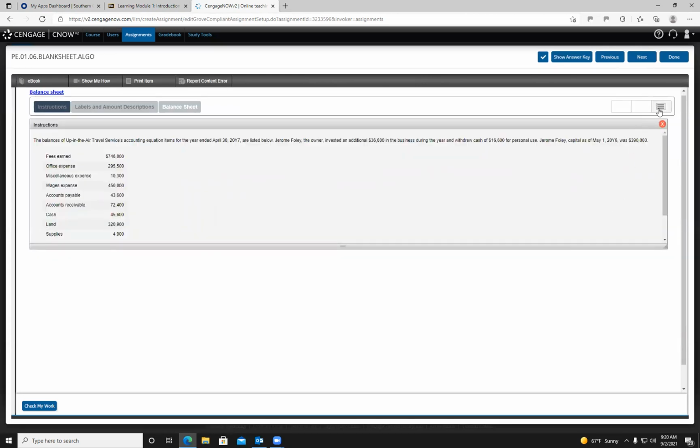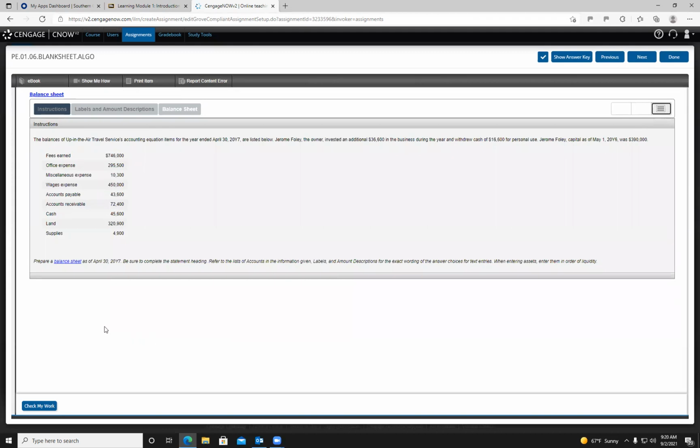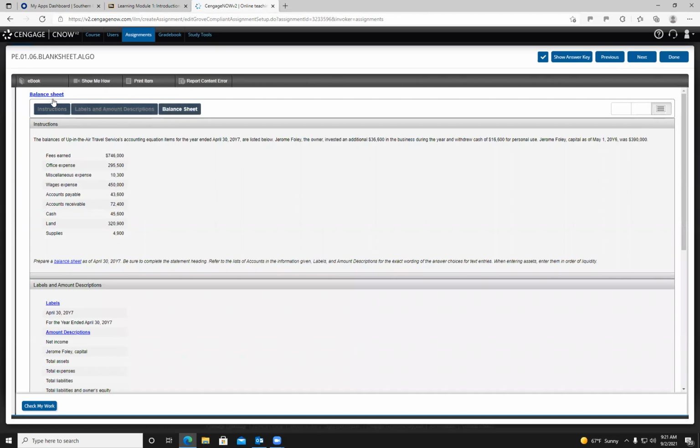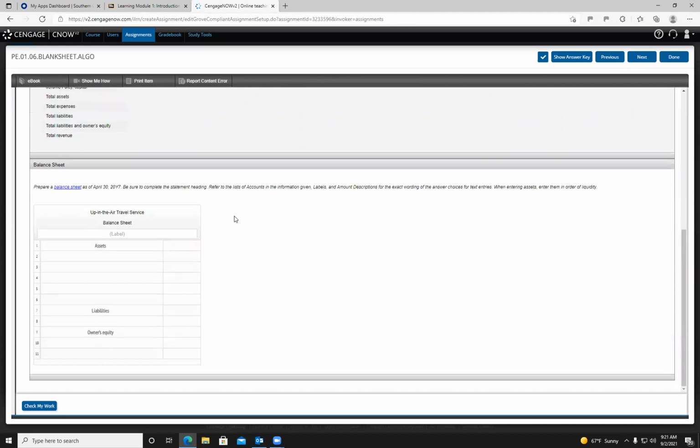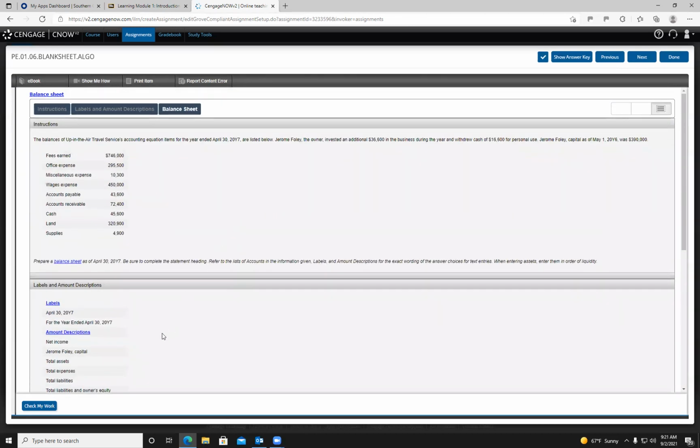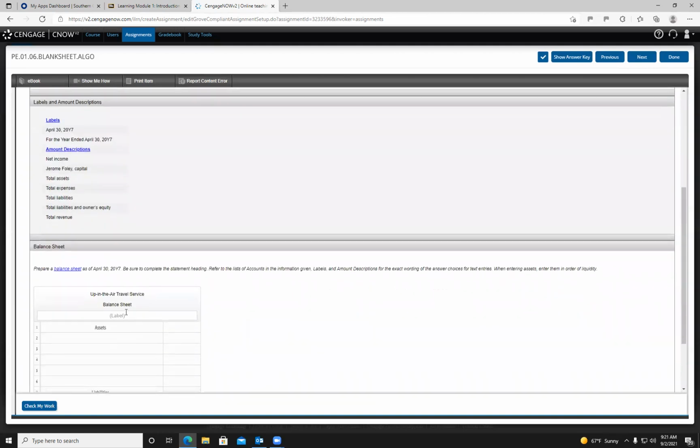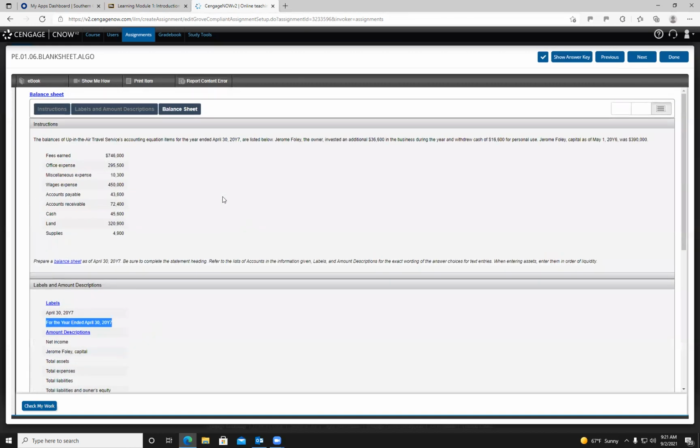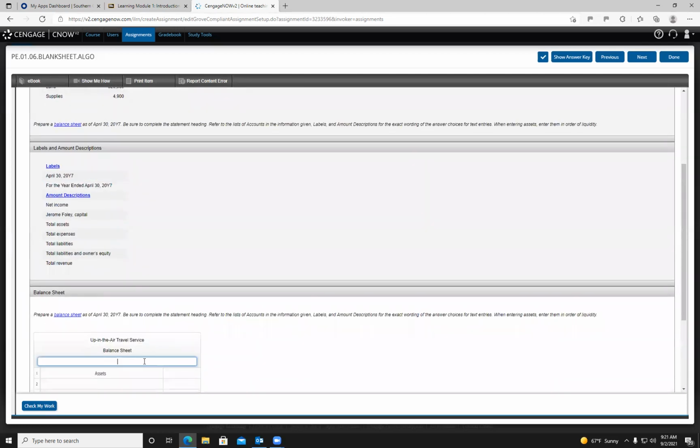Next, we're going to do a balance sheet. So again, I'd like to click on all the tabs at the top so we can kind of see everything all at once. So what we're going to do here is we're going to start out with the labels. So again, your first label is always going to be the time period. And it says here that it is for the year, not the month. The year ended April 30th. So we're going to do the year.